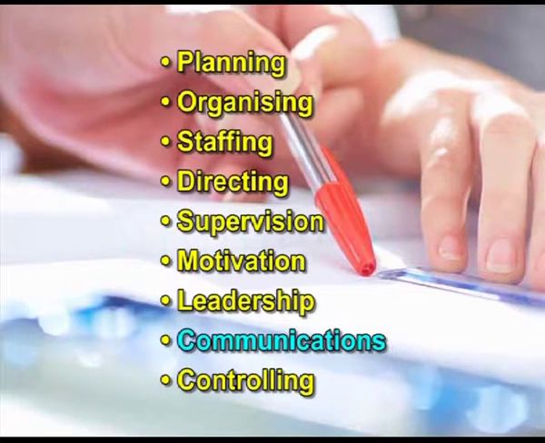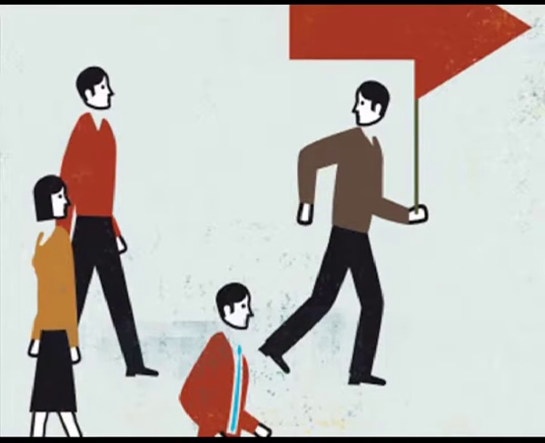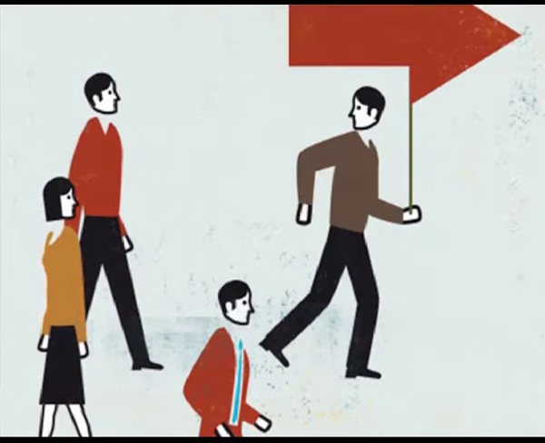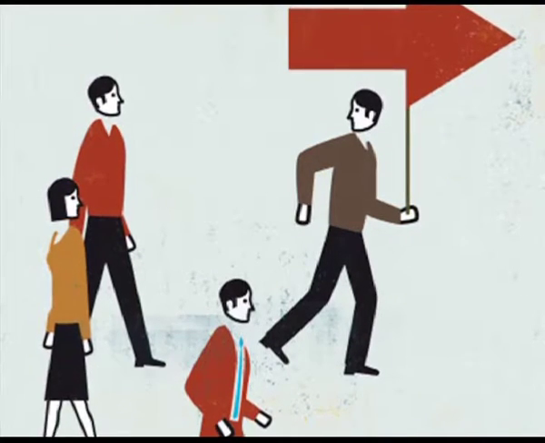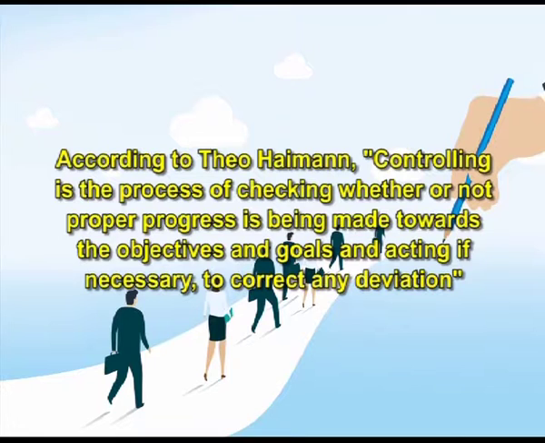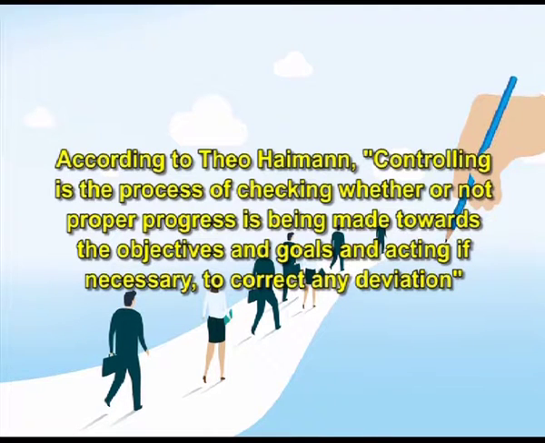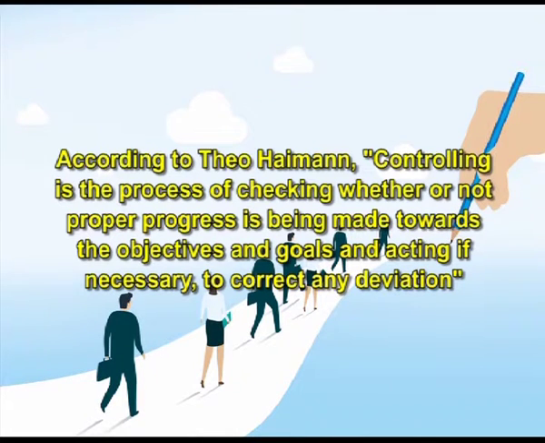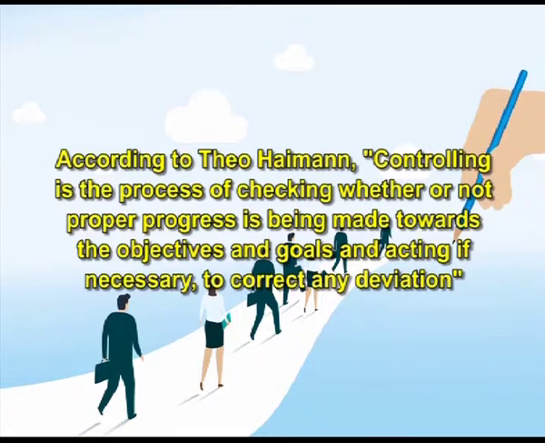And then we go to the very essential function, that is controlling. This function involves measuring the accomplishment against the standard set and effectively handling any deviation from the same. According to Theo Haimann, controlling is the process of checking whether or not proper progress is being made towards the objectives and goals and acting if necessary to correct any deviation from the set goals.